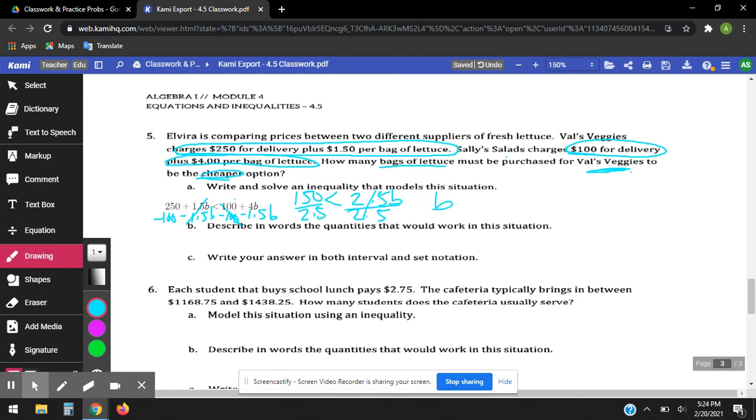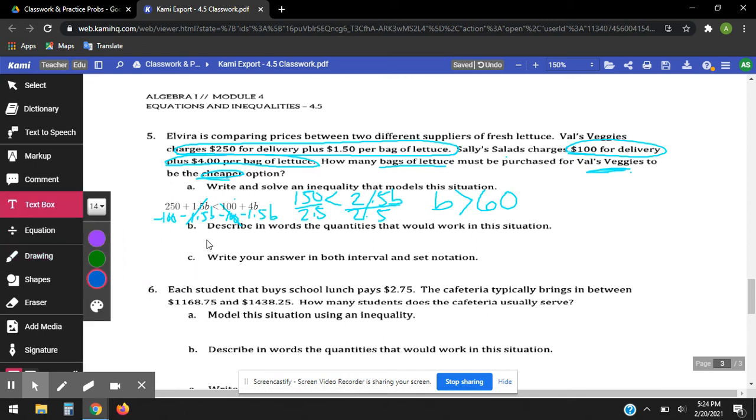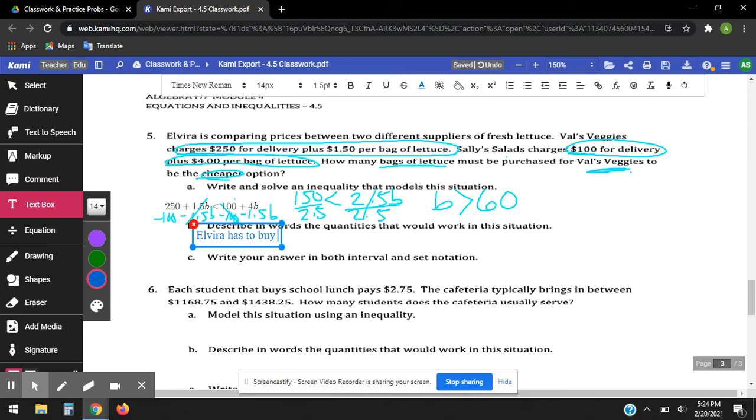And so I'm going to switch this just so I have my B first. B has to be greater than 150 divided by 2.5, which is 60. So B needs to be bigger than 60. So what that means in terms of our understanding is Elvira has to buy more than 60 bags of lettuce for Val's to be cheaper.